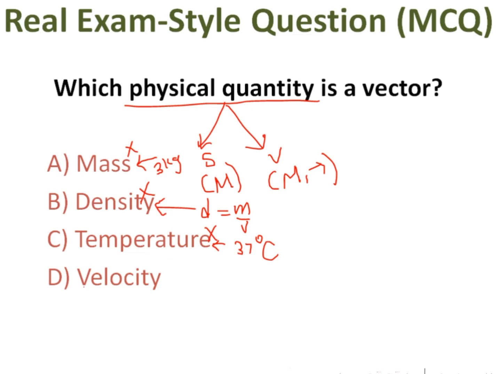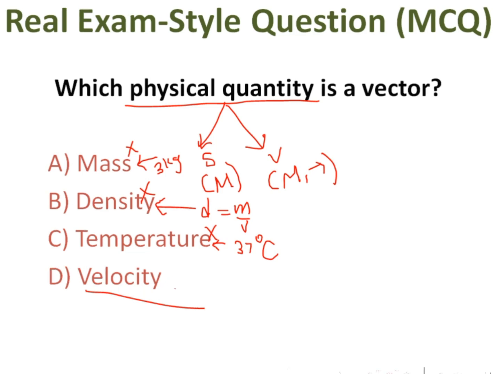Next, velocity. So this should definitely be a vector quantity. Let's discuss velocity. Velocity is speed plus direction. For an example, 20 meters per second to the north. So, it has both magnitude and direction. So, that's what makes it a vector.